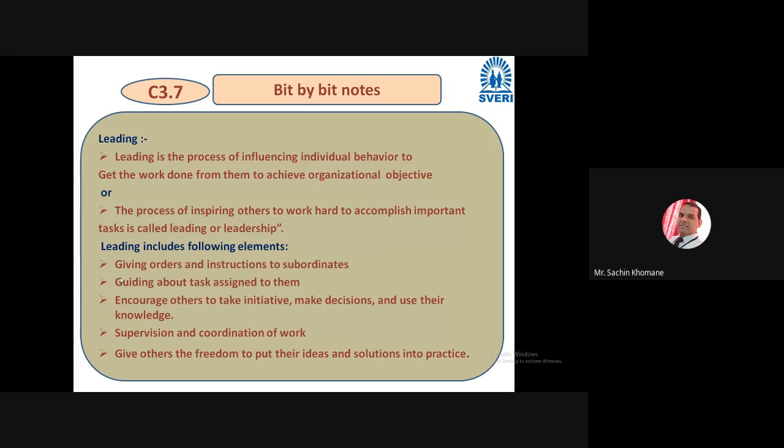Then making decisions, asking others to make decisions, and motivating or encouraging them to use their knowledge. These are the elements in leading. Just taking initiative yourself and running around working, it is not leading. Leading also includes encouraging others to take initiative, encouraging others to make decisions and use their knowledge. Yes, everybody is having knowledge, but who should encourage them? The manager, and it is one of the elements in leading.